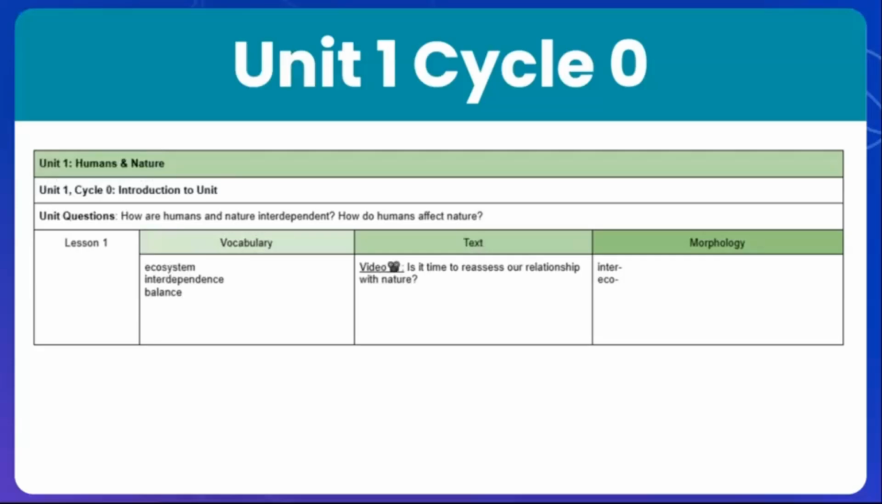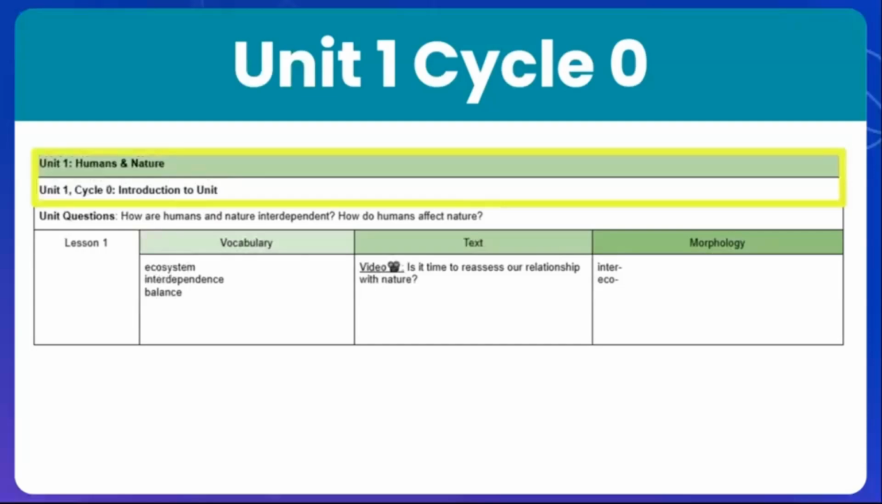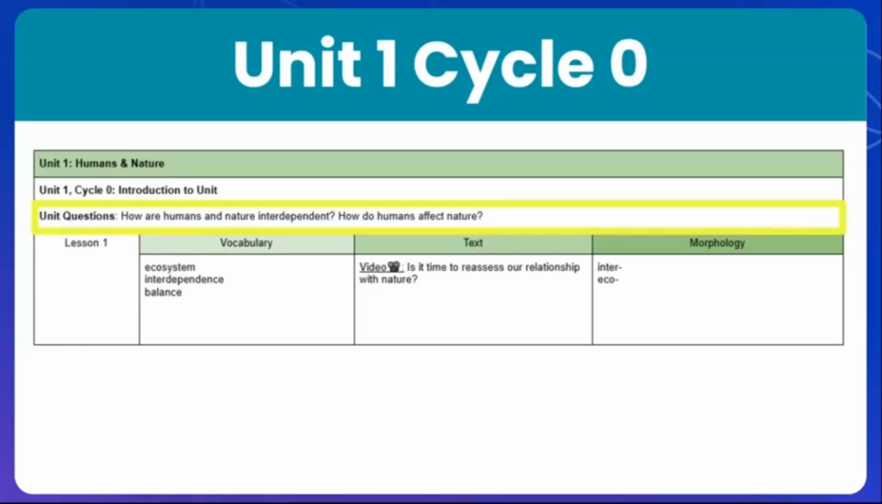Each unit begins with an introductory cycle 0, which introduces students to the key themes and questions of the unit. At the top of each of these overviews, you will see the name of the cycle and the unit. Underneath, you will see either the unit or the cycle question. Here, because cycle 0 is an introductory cycle, you will see the unit questions: how are humans and nature interdependent, and how do humans affect nature?